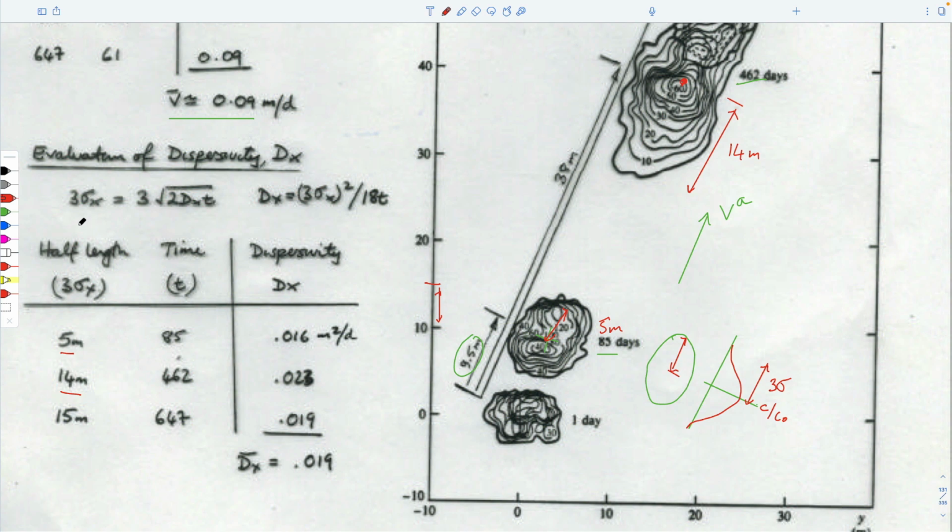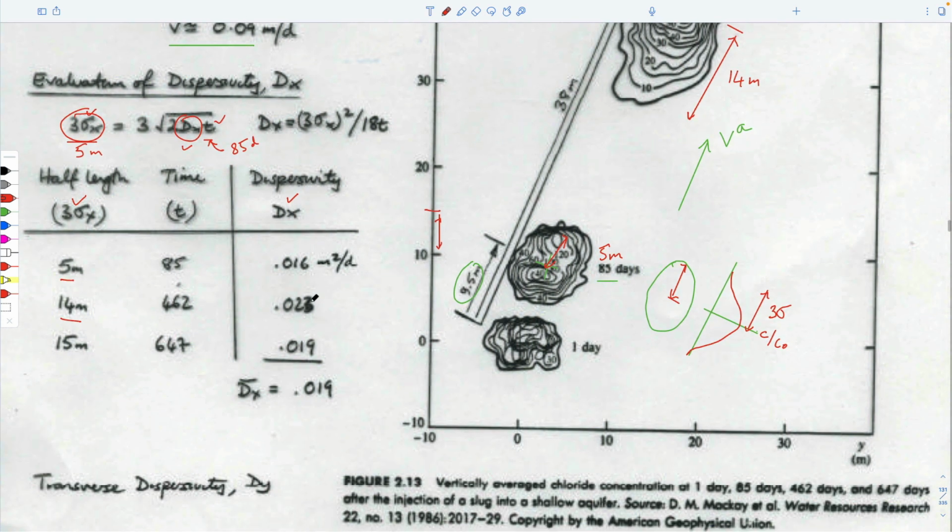And we know from this expression, 3 standard deviations is this half length. 3 times the square root of time when it was observed times the dispersion magnitude allows us to be able to solve that equation for d sub x. So we can solve for this by just substituting in the value for this and for this. This whole term, by the way, is 5 meters, and this would be 85 days. It's consistent in terms of units, and we get a magnitude of dispersivity from it, which is this.